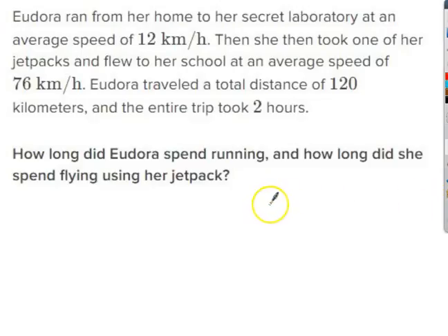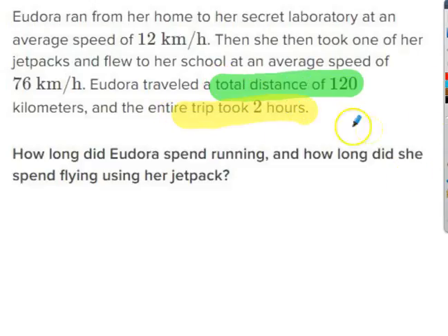In this problem, I've got Eudora running home to her secret laboratory, and there's two different speeds. She goes part of the way at a slow speed, that's when she's running, and then she gets on her jetpack to get to her secret laboratory faster, and she goes at 76 kilometers per hour. There's two equations that I can write. That's why this is a system. One equation is for the total distance, and the other equation is for the total time.